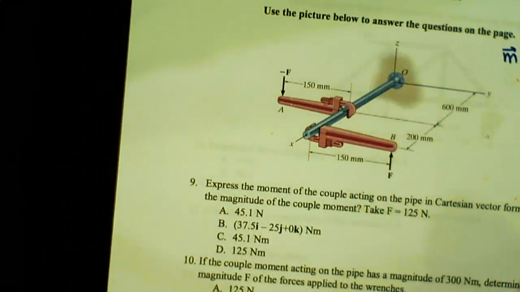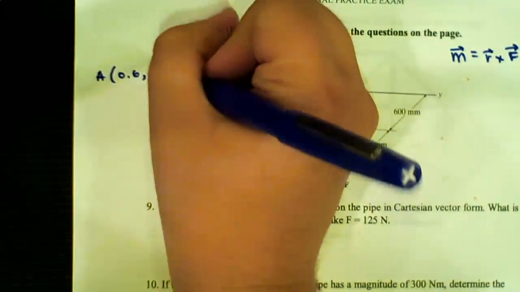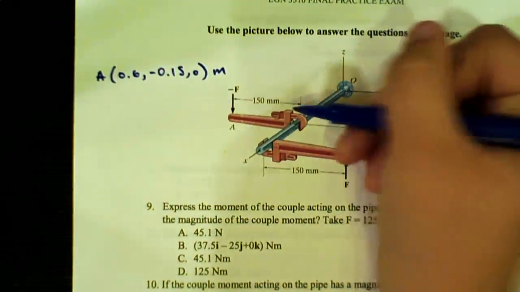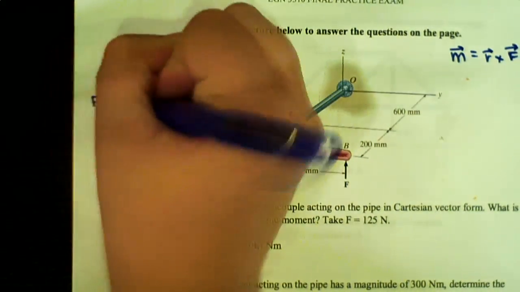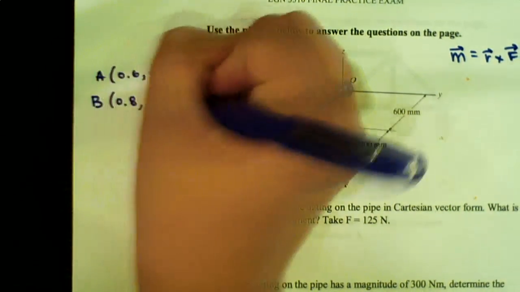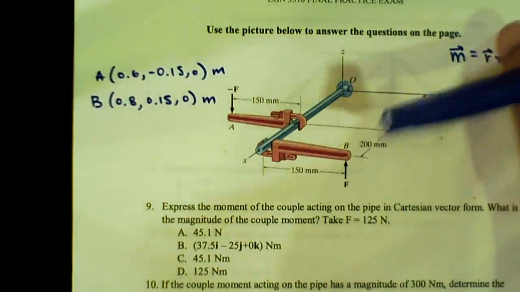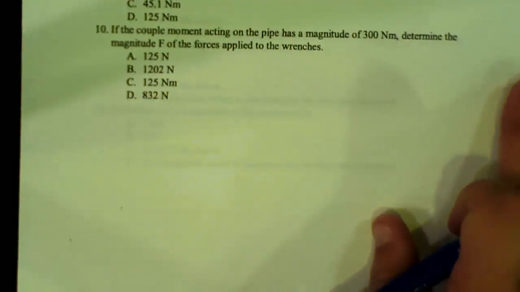I'm just going to write first that point A is located at 0.6, negative 0.15, and then 0 meters, because I converted out of millimeters. Yeah, we're going to do 10. And then B is going to be at 0.8, 0.15, and then 0 meters. So I'll keep 10 in the picture.